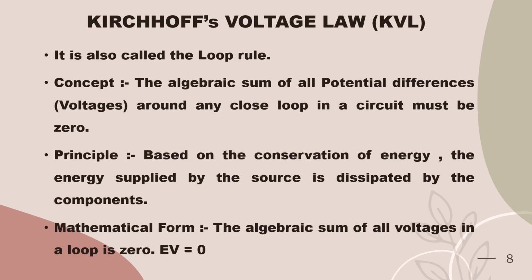Kirchhoff's voltage law of electricity. It is called the loop rule. The concept of the rule is that the algebraic sum of all potential differences, voltages, around any closed loop in a circuit must be 0. As per the principle based on the conservation of energy, the energy supplied by the source is dissipated by the components. The algebraic sum of all voltages in a loop is 0.